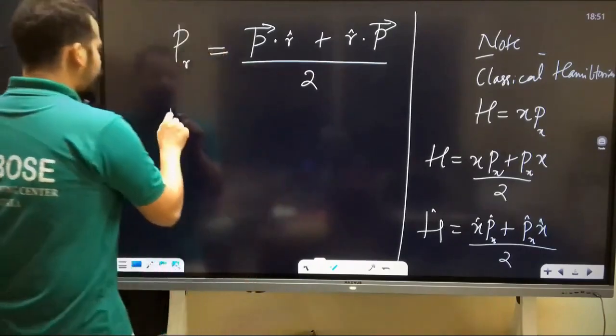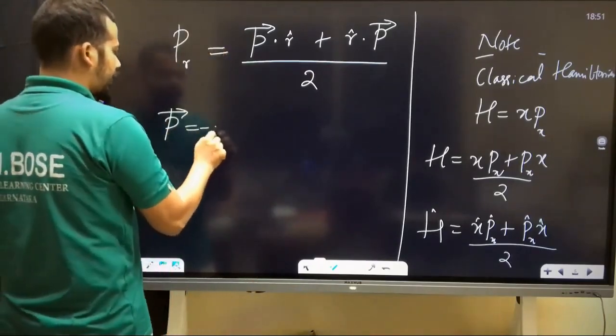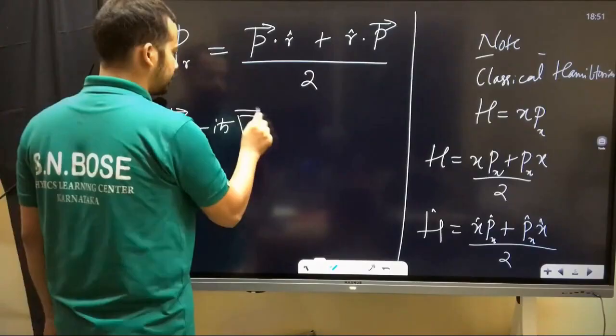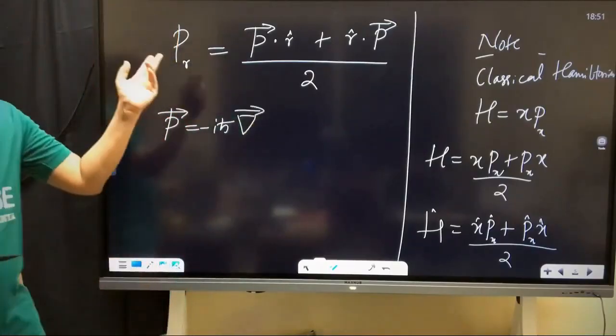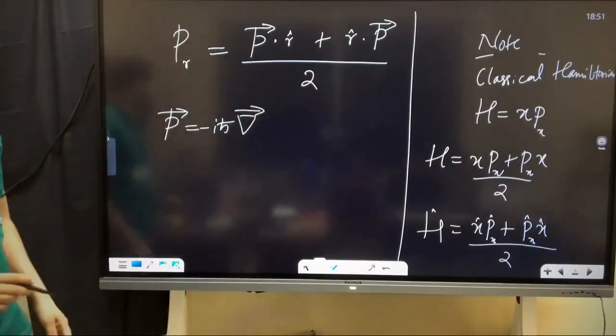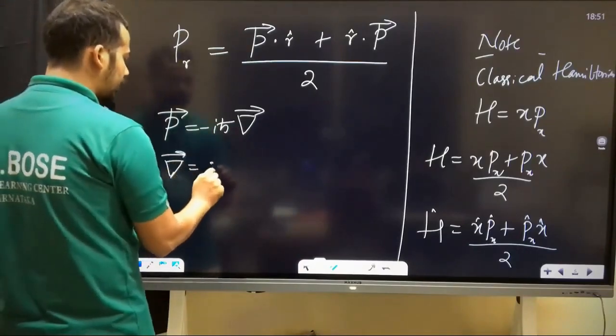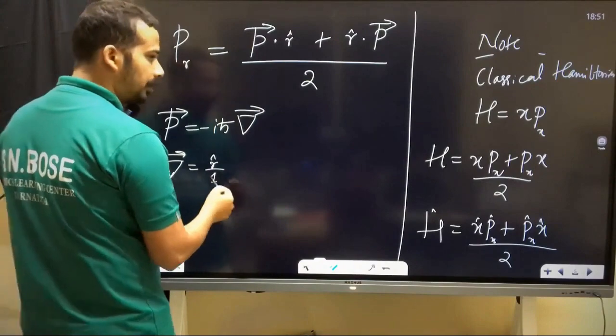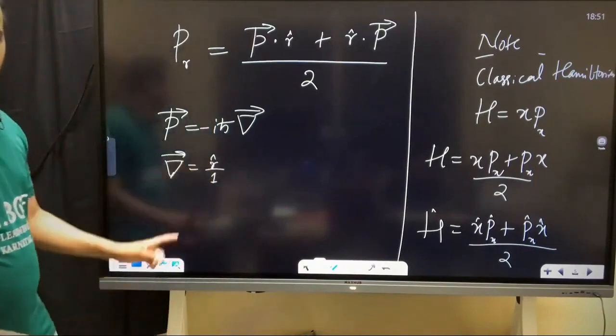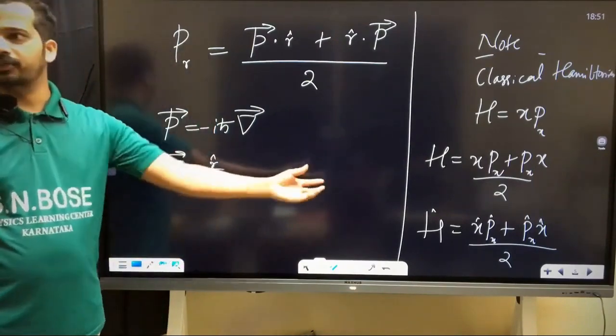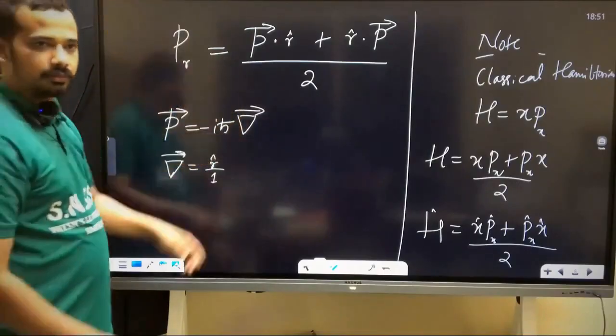Now this p vector is nothing but minus i h bar gradient. I'm doing it in spherical polar, though they are asking about cylindrical coordinates. This gradient in spherical polar coordinates is r cap by 1. Why I write 1 is my practice; we call this h_r, h_theta, h_phi. We shall discuss more in electrodynamics.